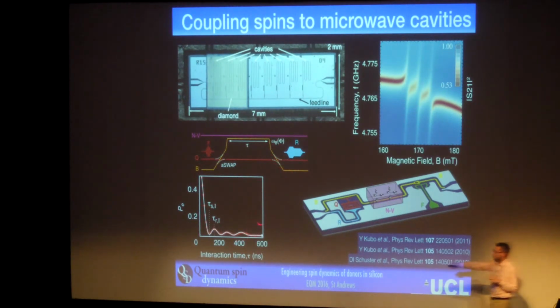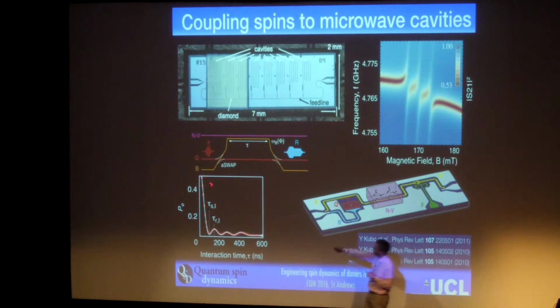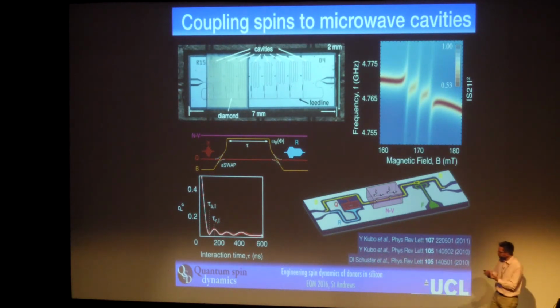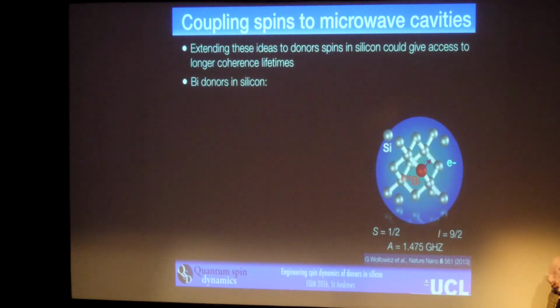And so you can see here oscillations in the state, showing the state bouncing back and forth between the qubit and the spin ensemble. But you can see that the decay rate is extremely fast, and the fidelity of the transfer is poor. So one way to solve some of these challenges is to use bismuth.